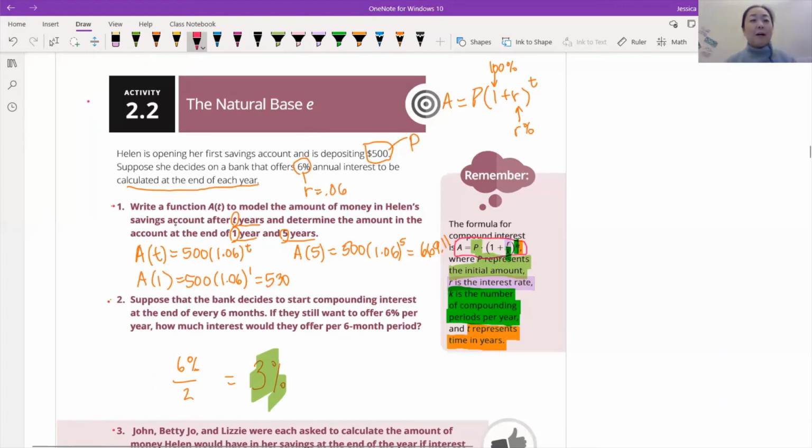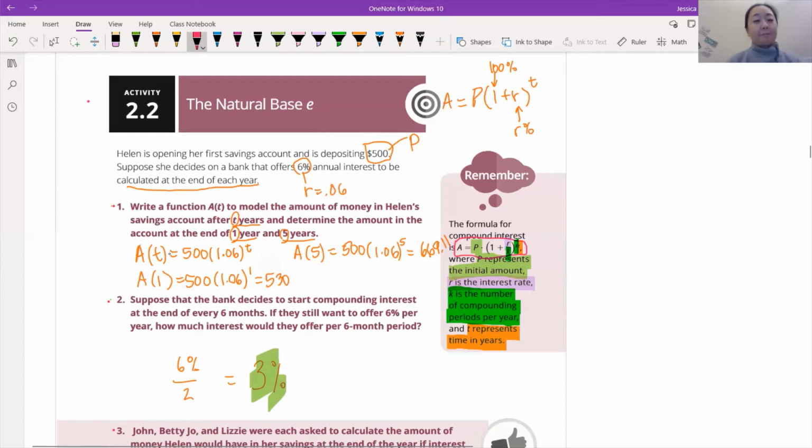Okay, so here we go. Write a function, A of t, to model the amount of money in Helen's savings account after t years, and determine the amount in the account after 1 year and 5 years. So there are 3 things we need to do here. First, we're going to write an equation, or a function, I should say.